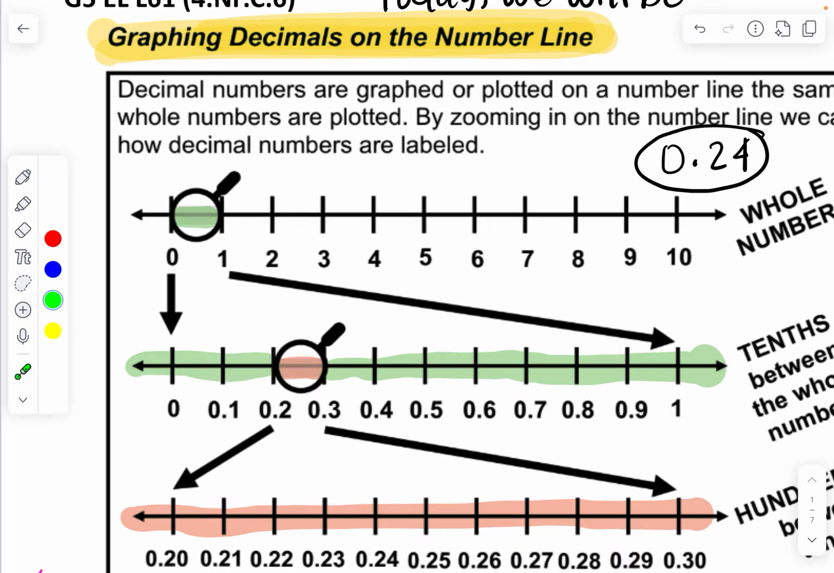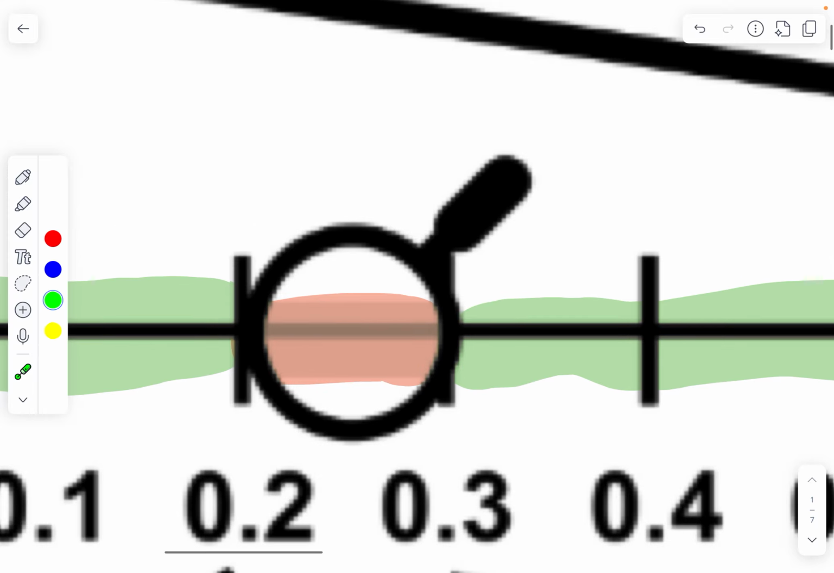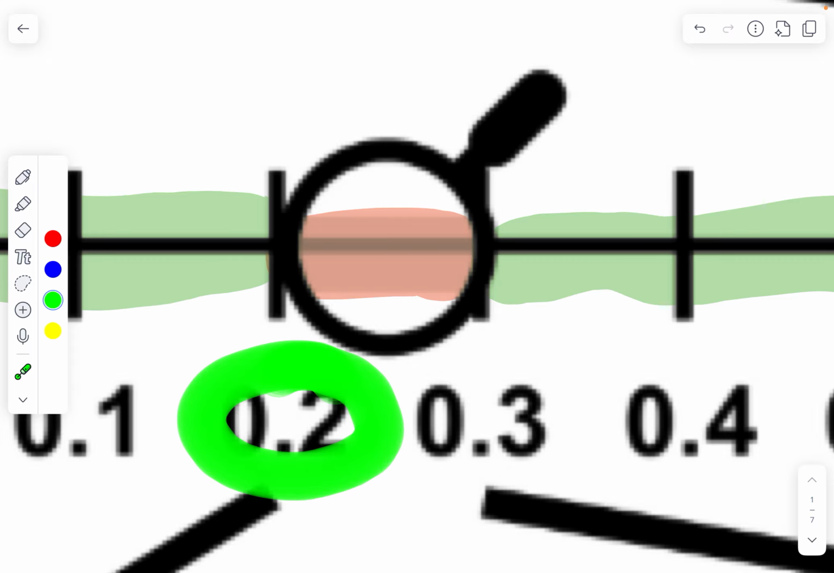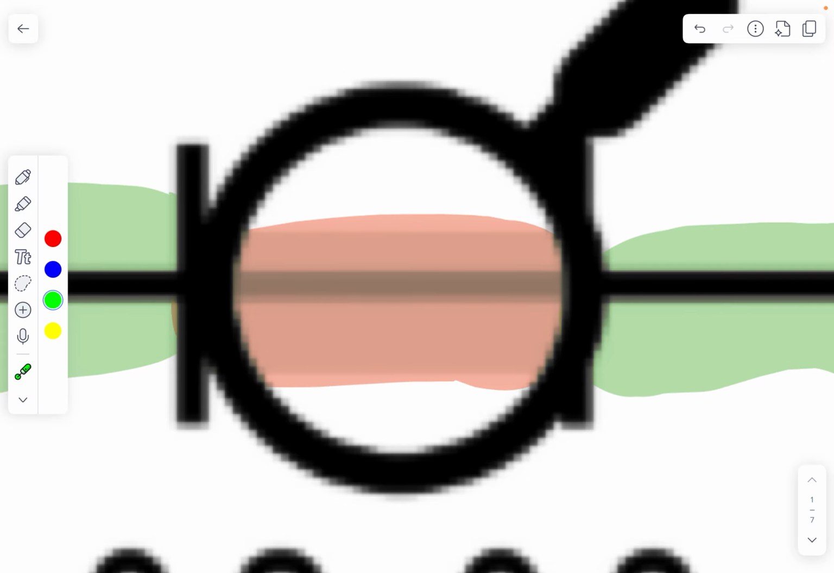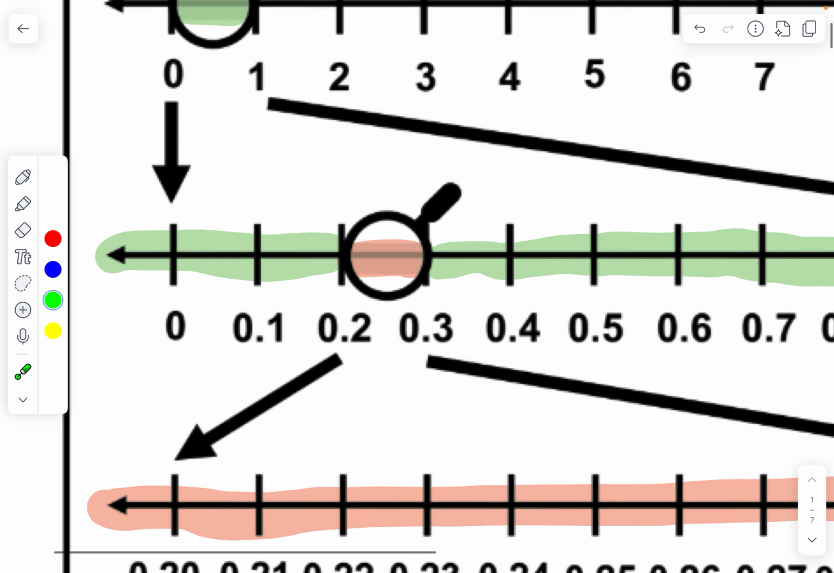But it's not 0.20, so I can't plot the point right here. And the number is not 0.30, so I can't plot right here either. That means that I need to zoom in again to see what is between the 0.2 and the 0.3. And I should be saying between 2 tenths and 3 tenths. Sorry. I need to zoom in a little further to see my hundredths.